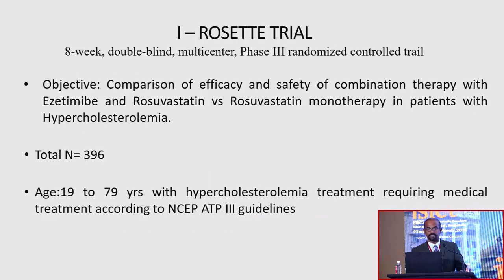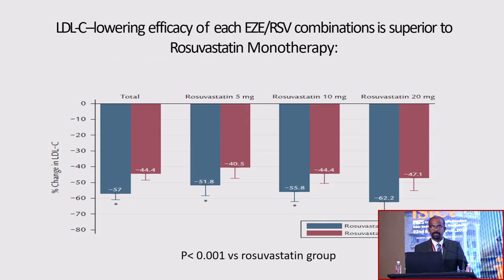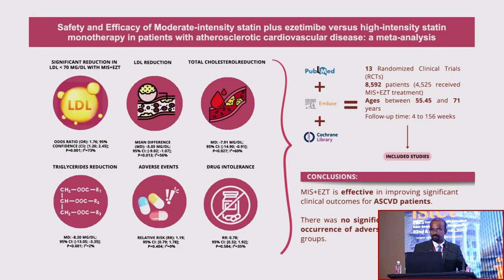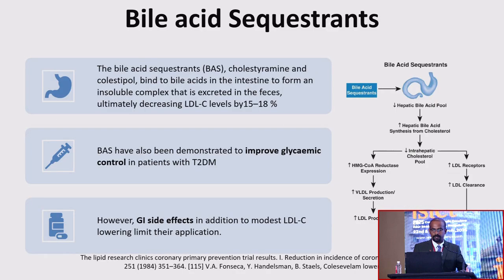This is the iROSET trial, not going into the details. It is a double-blind multi-center trial and this study showed that the LDL lowering efficacy of this combination is superior to rosuvastatin monotherapy at the 5, 10 or 20 milligram dosage. And the LDL target is achieved more in the group with combination therapy, and the safety and efficacy were also well documented.